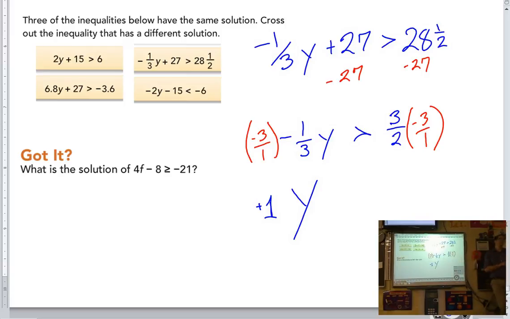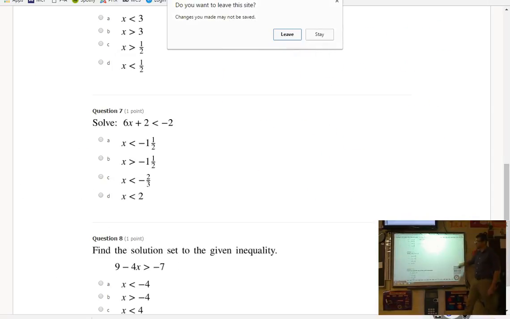Now, what else happens there, Hayden? Because, and I would advise you to please highlight this, because we multiplied with a negative, this inequality symbol turns around.